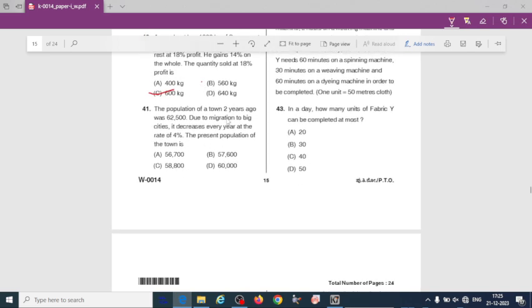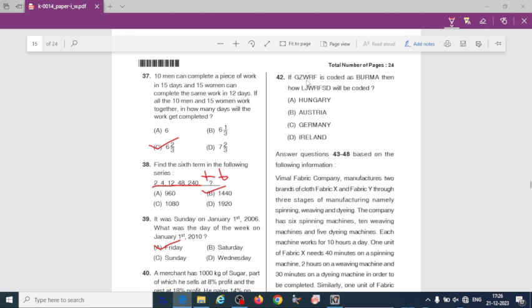The population of a town 2 years ago was 62,500. Due to migration to big cities, it decreases every year at the rate of 4%. The present population of the town is option B here. If GZWRF is coded as Burma, then how will LZWRFSD be coded? 42 option C.